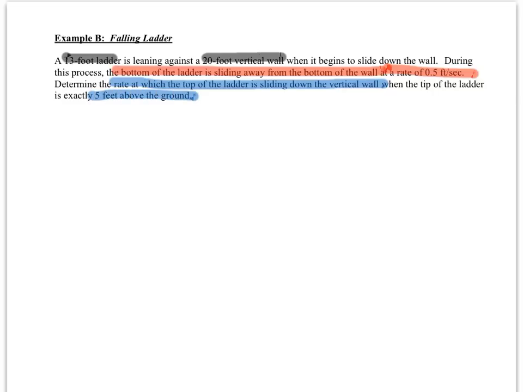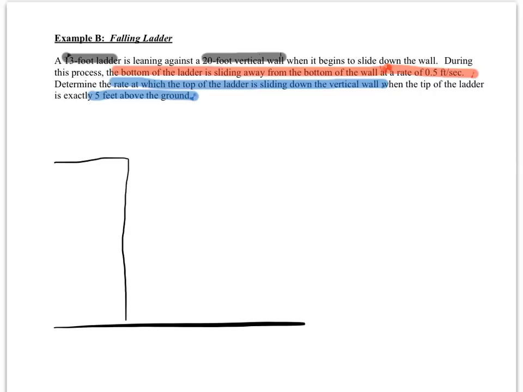Now again, there are some elements to this that really demand a picture to help us understand the situation. So let's get a picture drawn for our problem here. So we have a 13-foot ladder leaning against a 20-foot vertical wall. Well, here's the ground.